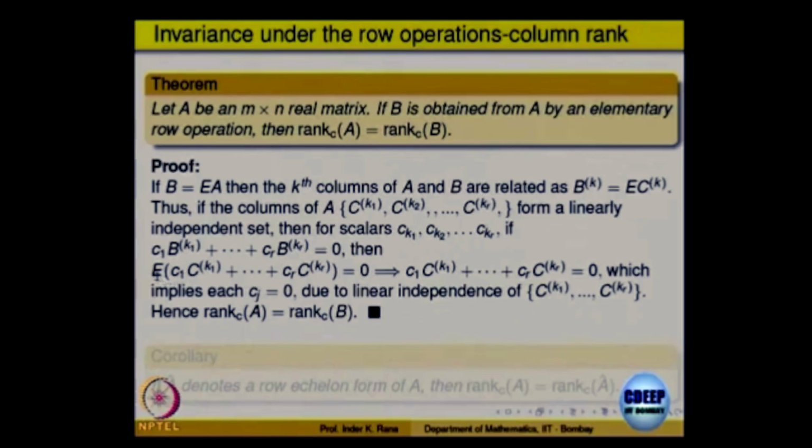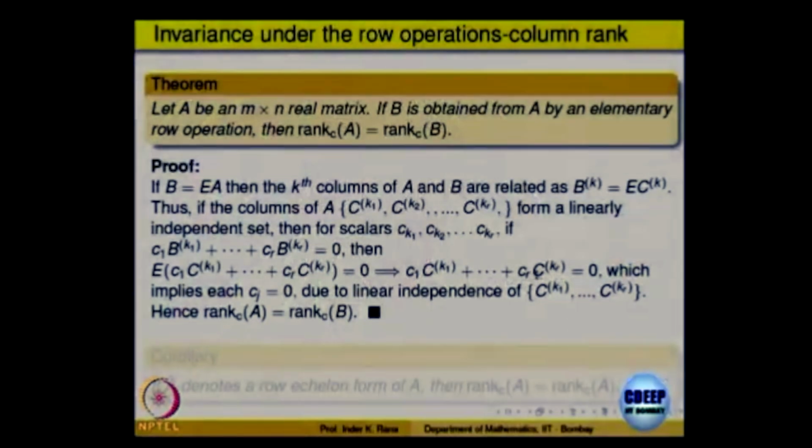But if this is equal to 0, what is E? E is an invertible matrix. The fact is that every elementary matrix is invertible. So that means if E applied to a matrix is equal to 0, then that matrix itself should be 0, because E is invertible. I can operate on both sides by E inverse if you like. So that means the linear combination of these column vectors of A is equal to 0, right. So if a linear combination of column vectors in B is 0, then the corresponding linear combination in A is also 0, and if these were independent in A, what will that imply?